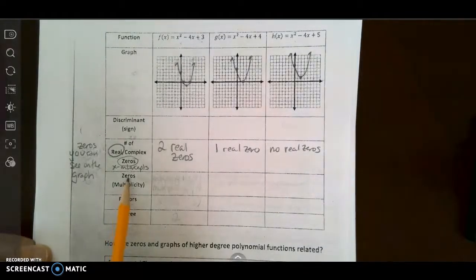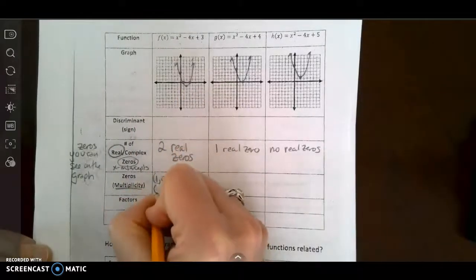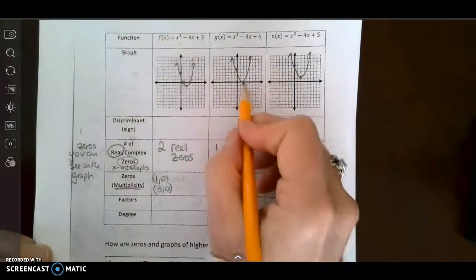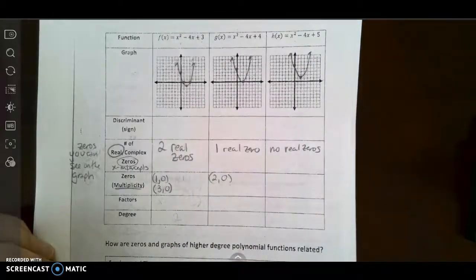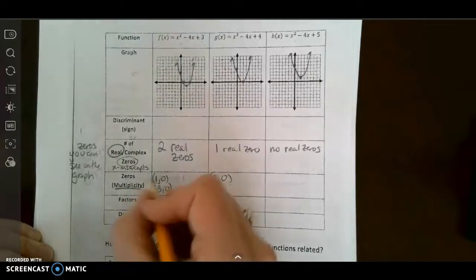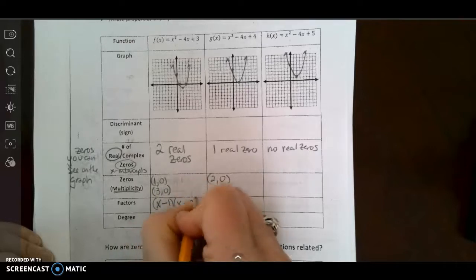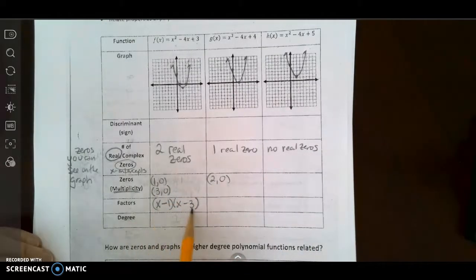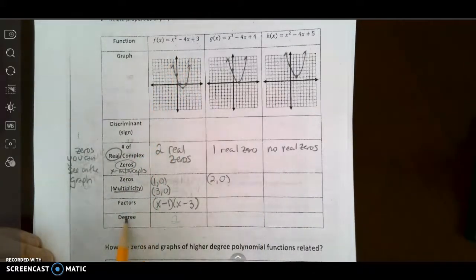Right, then it asks for what are the zeros and what's their multiplicity. We're going to talk about that in just a second. So the zeros for this first one were 1, 0 and 3, 0. This one here was 2, 0, and I don't know yet what this is. My factors, since I know my zeros, I know my factors must be x minus 1 and x minus 3. And sure enough, if I was to multiply this out, I would get x squared minus 4x plus 3. The degree of this polynomial, the highest exponent, is 2.